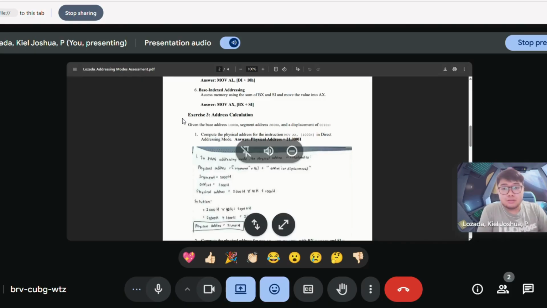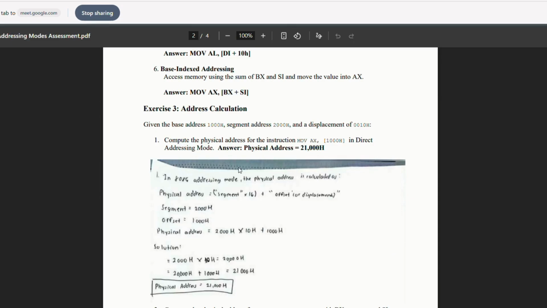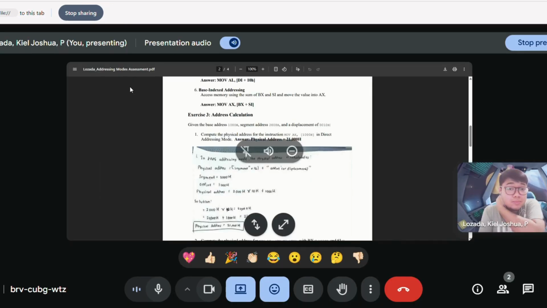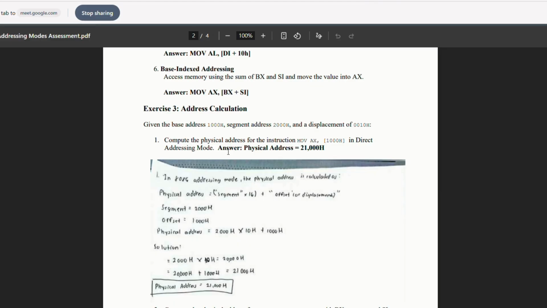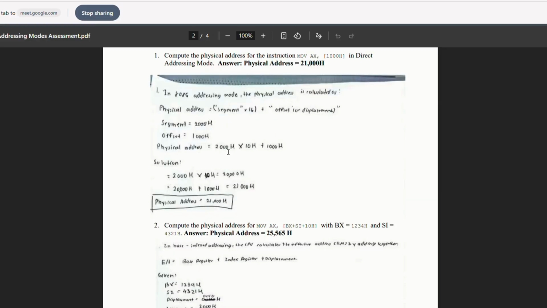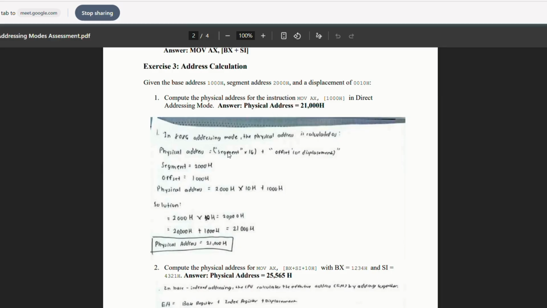So for number 3, it is an address calculation. Given the base address 1000H, the segment address 2000H and a displacement of 0010H, compute the physical address for the instruction MOV AX, [1000H] in direct addressing mode. So my answer is that the physical address is equal to 21,000H, because physical address is equal to the segment times 16 plus the offset.